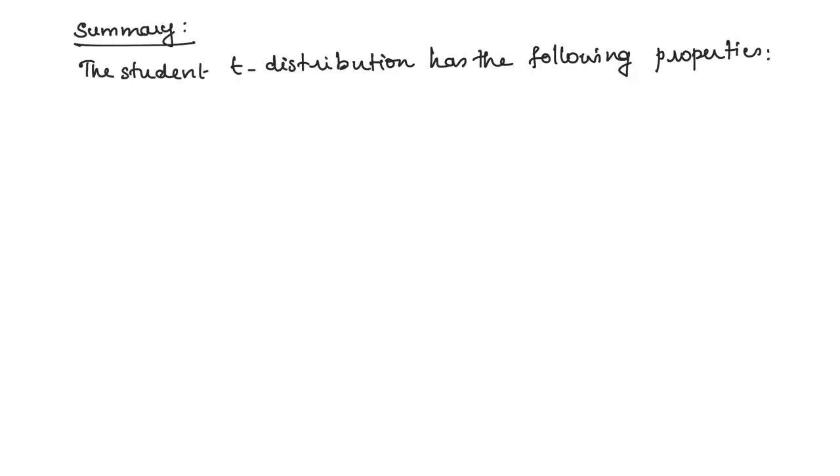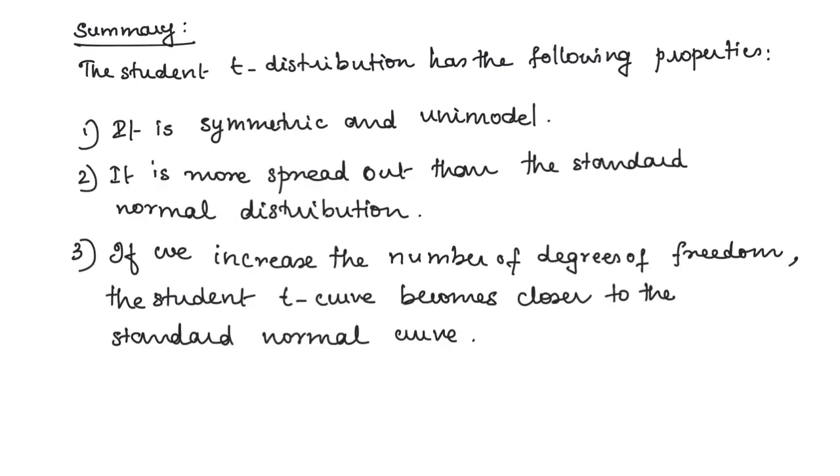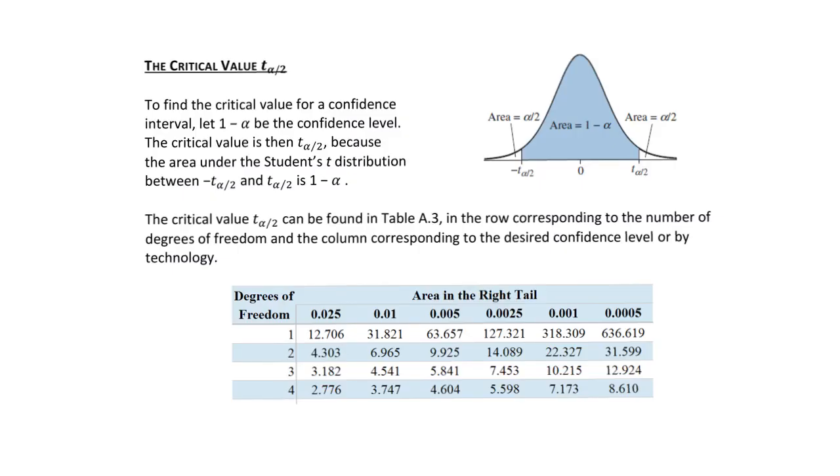So in summary, the Student t distribution has the following properties. It is symmetric and unimodal. It is more spread out than the standard normal distribution. If we increase the number of degrees of freedom, the Student t curve becomes closer to the standard normal curve. Let's see how to find the critical value. Here we are using t instead of z because we are using the Student t distribution to construct the confidence interval for mu when sigma is unknown.